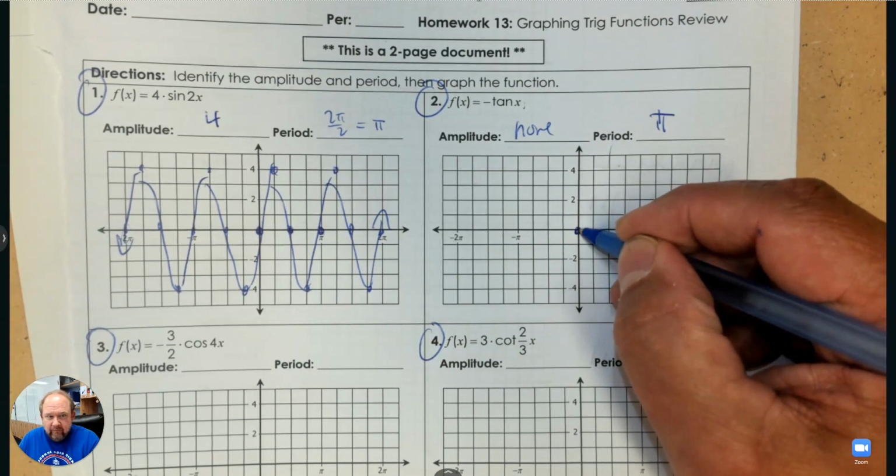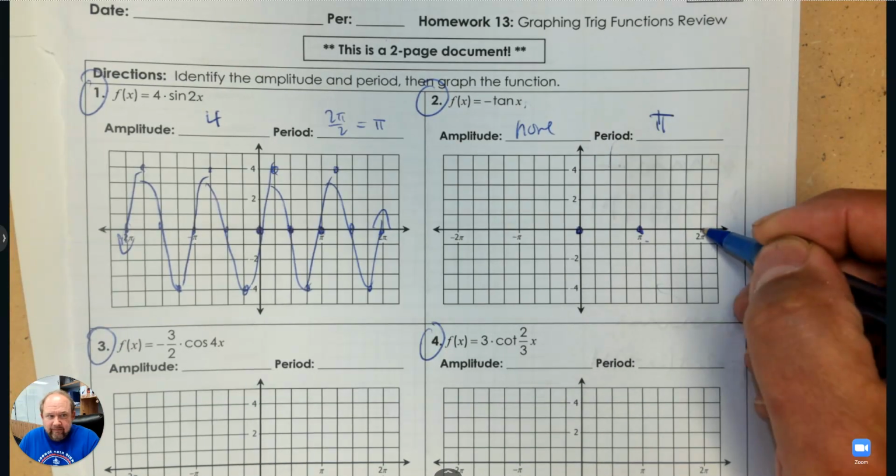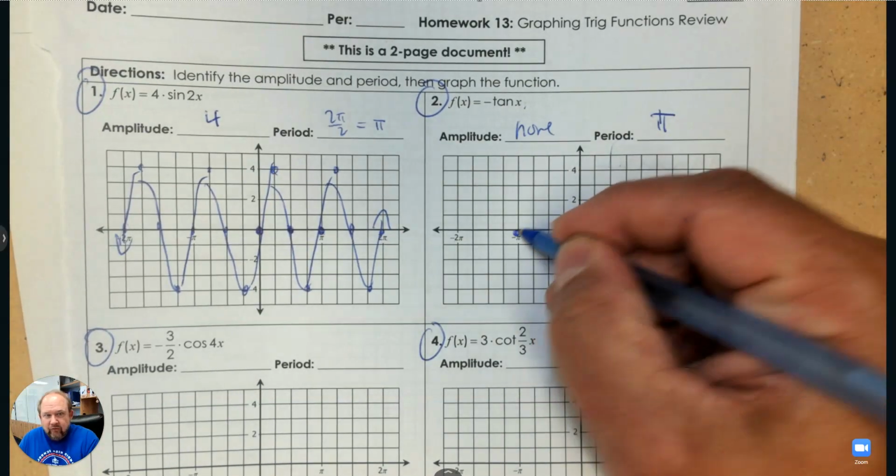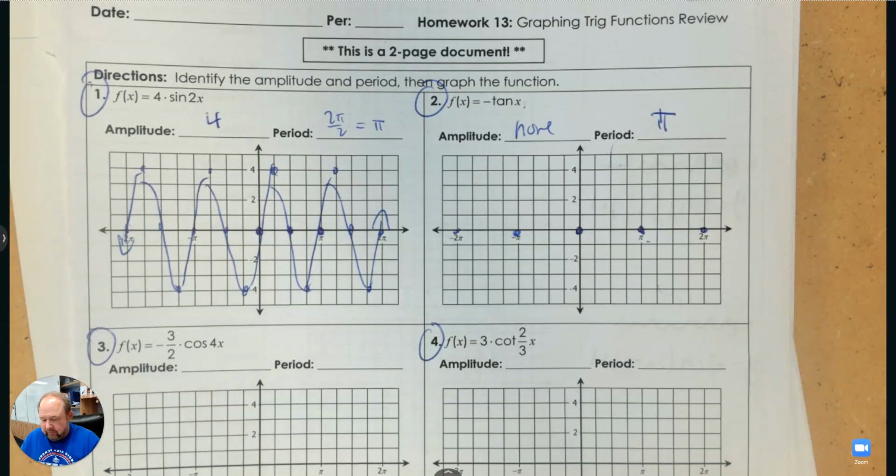Tangent starts here with a point of inflection, and at pi is a point of inflection. At 2 pi is a point of inflection. So there's the pattern. In between are going to be asymptotes.